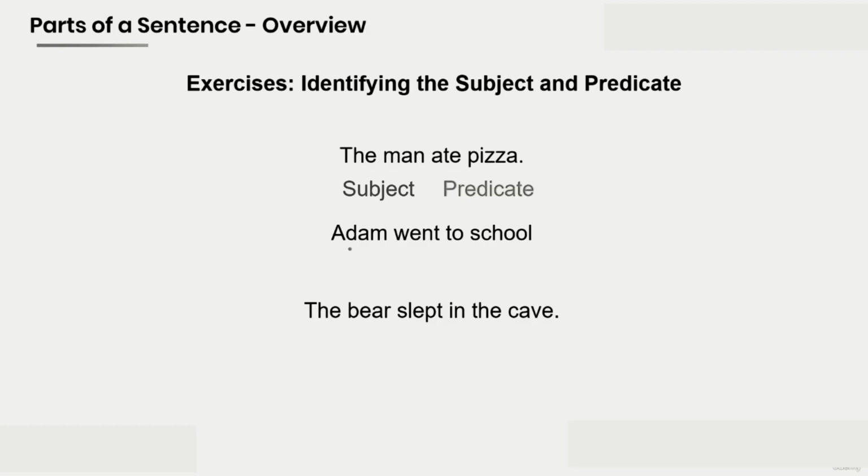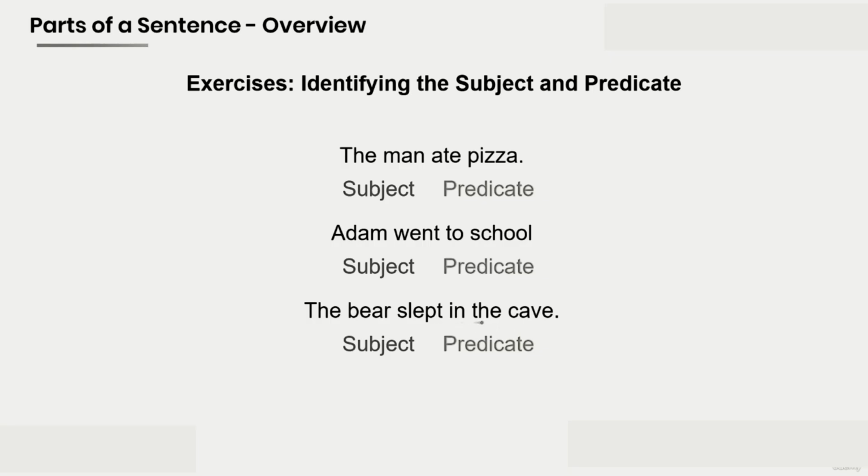The next sentence, "Adam went to school." Adam is our subject. Went to school is our predicate. And last we have "The bear slept in the cave," with the bear being the subject and slept in the cave being the predicate. Where slept is the verb, the cave is the object.